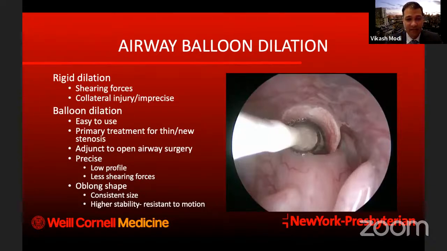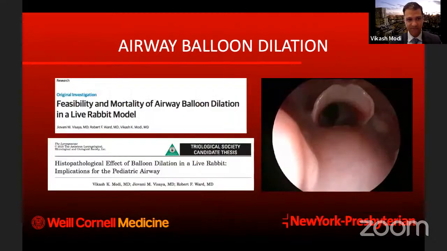Balloon dilation has come in vogue over the last 10 years. It's easy to use. It's a primary treatment for thin and new stenosis. It can be an adjunct to open airway surgery. It's very precise. You can pick your exact measurement. You can pick exactly where you want to dilate. And if you don't have airway balloons, you can always use vascular balloons that have similar properties. They have an oblong shape, consistent size, high stability, and are resistant to motion.